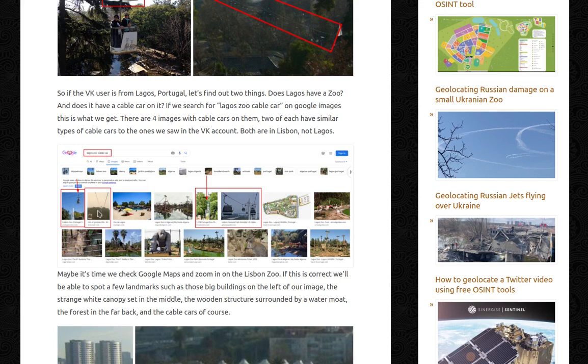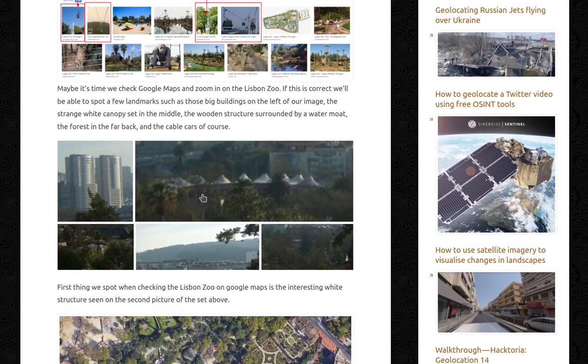There are 4 images, 1, 2, 3, 4, with cable cars on them, 2 of which have similar types of cable car to the ones we saw in the VK account. See the top thingy there and the top thingy there. Both of them are in Lisbon, not Lagos. So maybe it's time we check Google Maps and zoom in on the Lisbon Zoo.